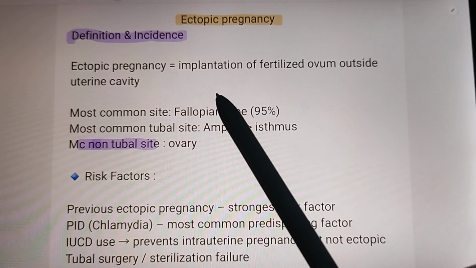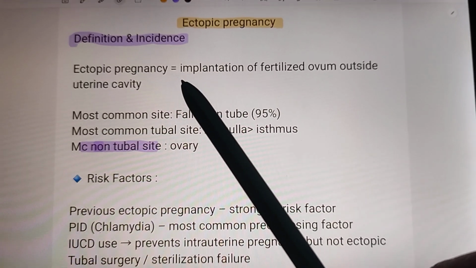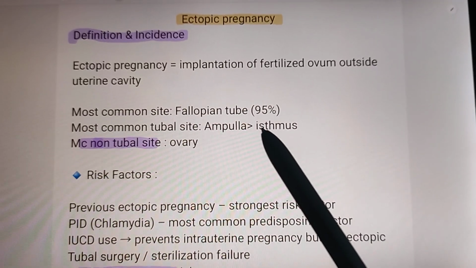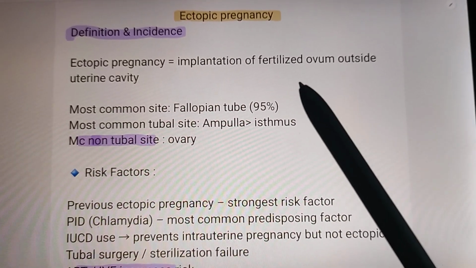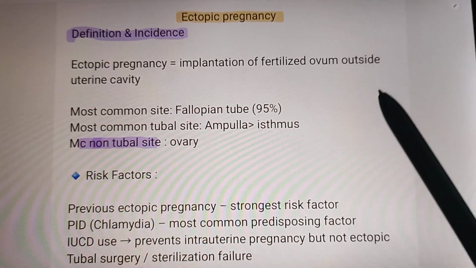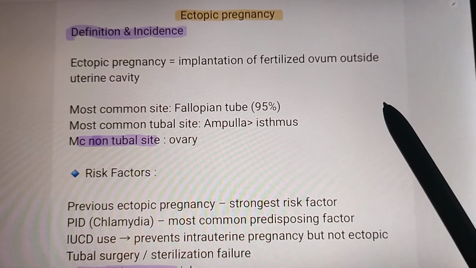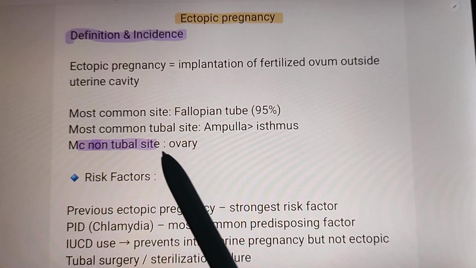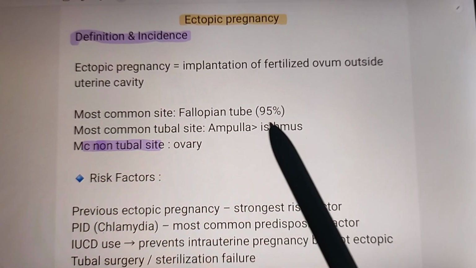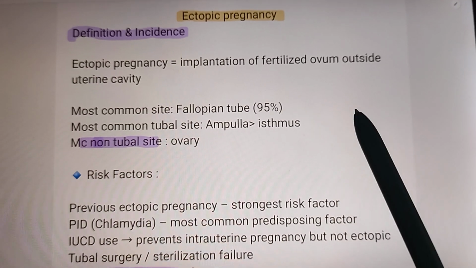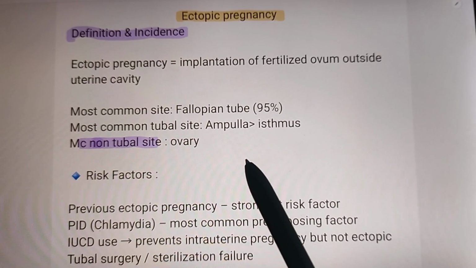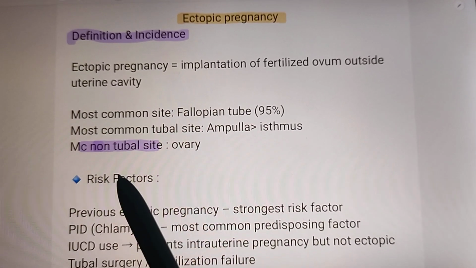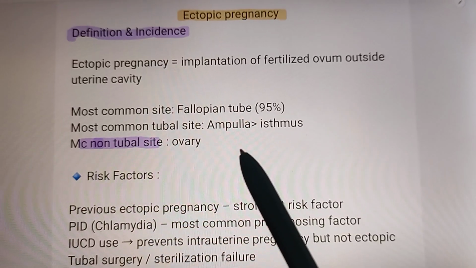Here is a definition according to DC Dutta. It is implantation of a fertilized ovum outside the uterine cavity. It can be anywhere: abdominal cavity, ovary, fallopian tube, cervix, etc. The most common site is the fallopian tube, that is 95%, and in the fallopian tube the most common site is the ampulla, then isthmus. The most common non-tubal site is the ovary.